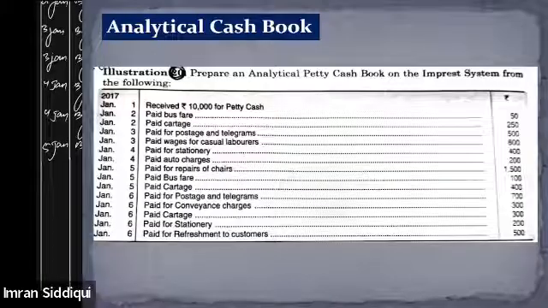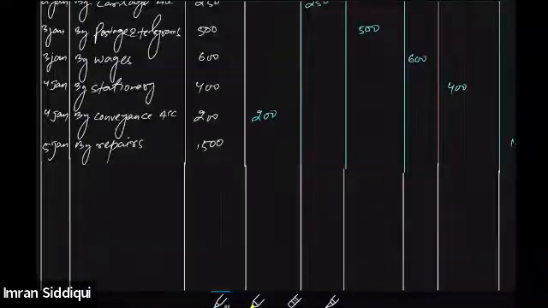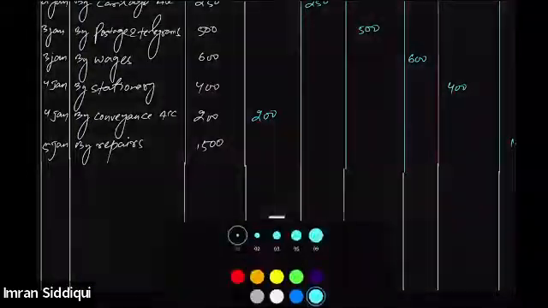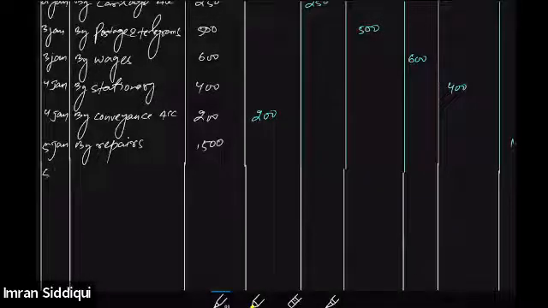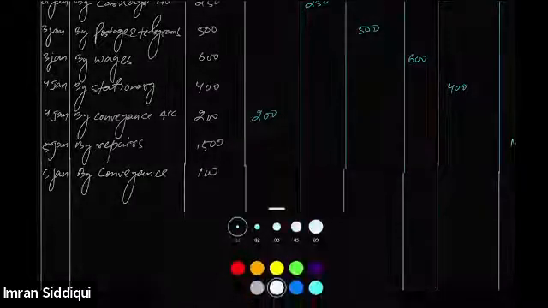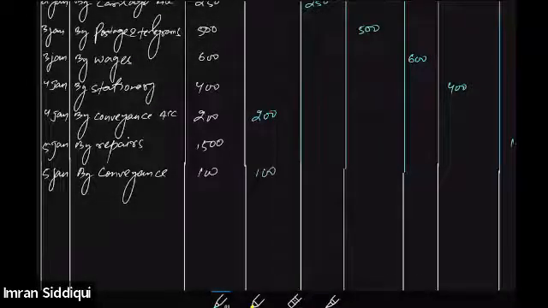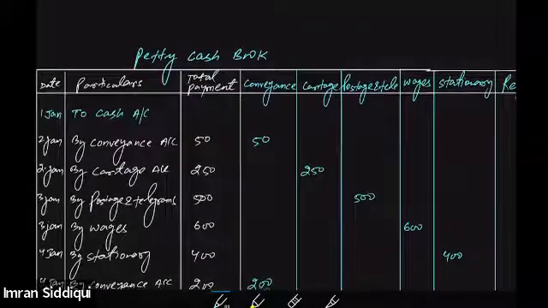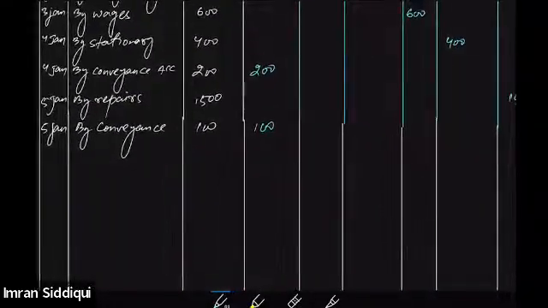Okay, moving on to the next transaction. Again on 5th of January, paid bus fare. Bus fare is again a conveyance charge. So on 5th of January, by conveyance, 100 rupees, and this 100 can be written in the conveyance column. We already have a column for conveyance. Right, everyone? You guys are doing it now, along with me? Everybody? Yes, sir. Please note this down.